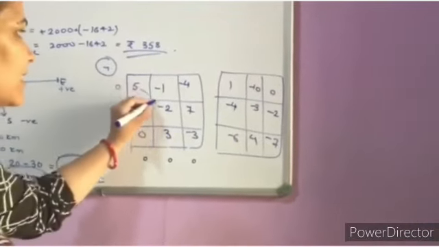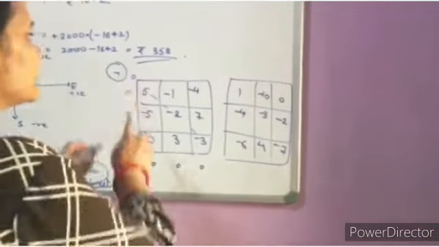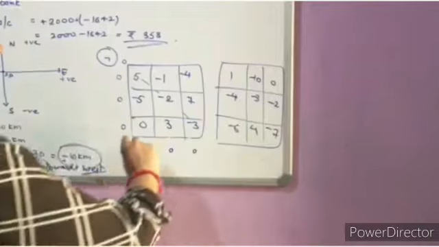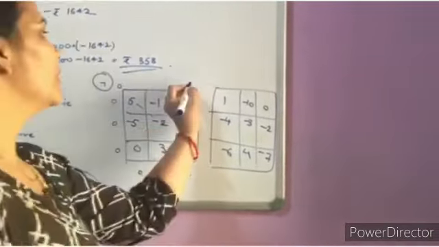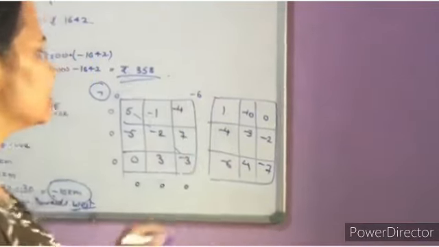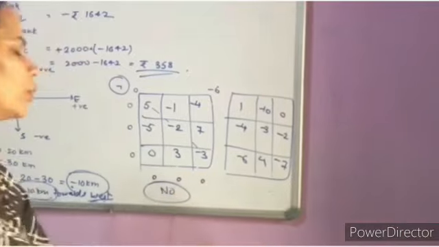If I see the diagonals, diagonal minus 5 plus 5, the sum of this diagonal is 0. But see this diagonal, 0 minus 2 and minus 4 will give you minus 6. The sum is not equal in all the cases, so this is not your magic square.